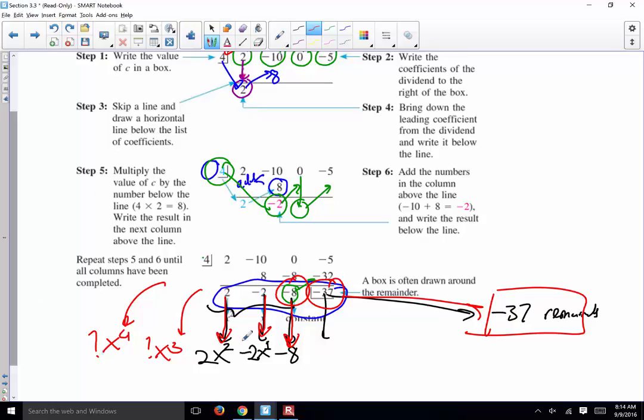So we will use this method rather than the long division to get the zeros because it's fast. Rational zeros, yeah, we will do the P over Q test, yep.